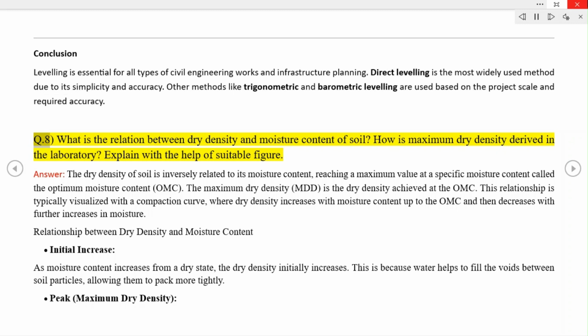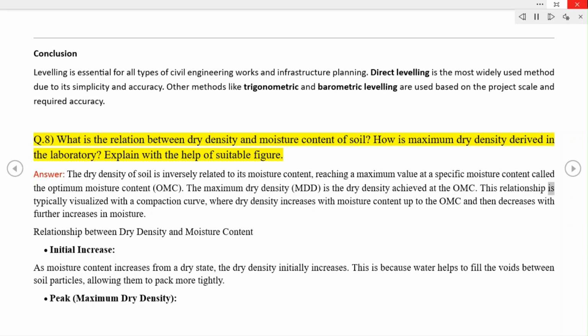8. Question: What is the relation between dry density and moisture content of soil? How is maximum dry density derived in the laboratory? Explain with the help of suitable figure. Answer. The dry density of soil is inversely related to its moisture content, reaching a maximum value at a specific moisture content called the optimum moisture content, OMC. The maximum dry density, MDD, is the dry density achieved at the OMC.